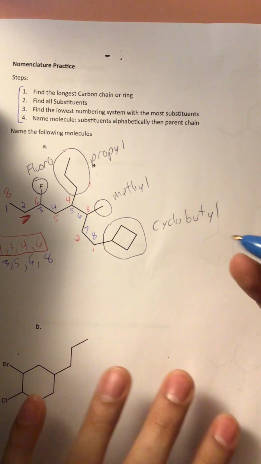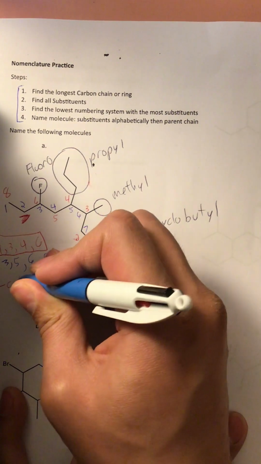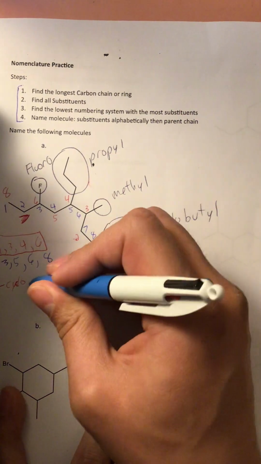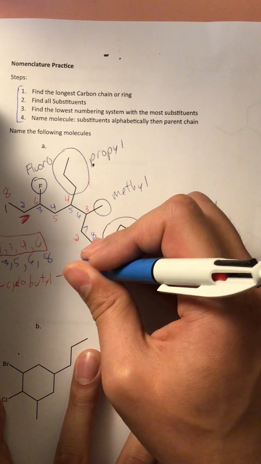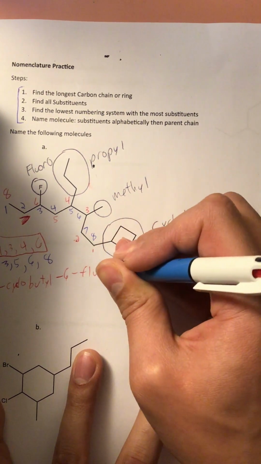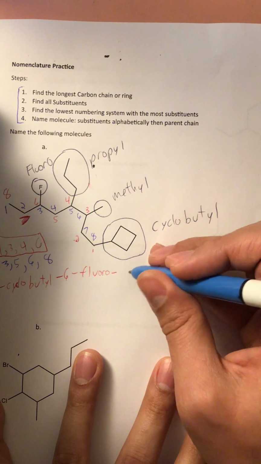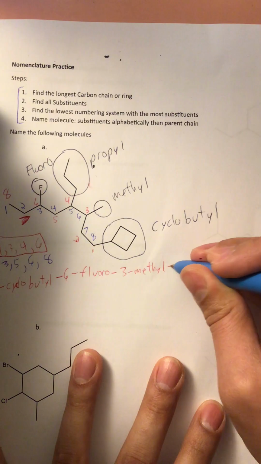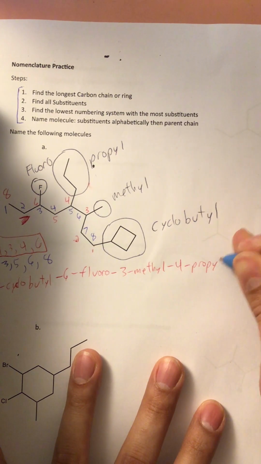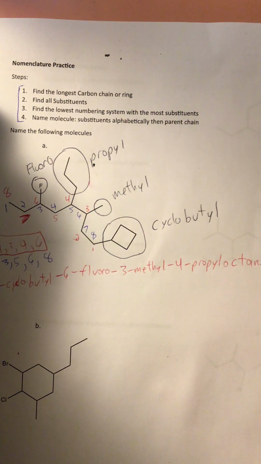Okay, now when I name this, it's going to go alphabetically. So it'll be 1, cyclobutyl, 6 fluoro. And then M comes before P, so it'll be 3 methyl, 4 propyl, octane. The parent chain is an octane because there are 8 carbons. It's an alkane, functional group wise, so it's going to be ane.